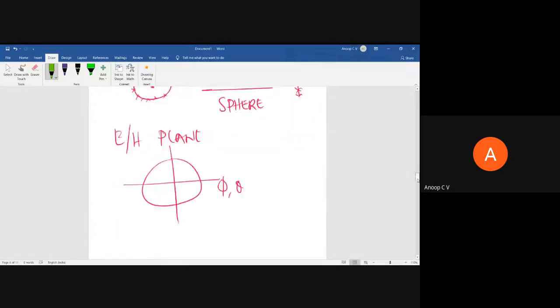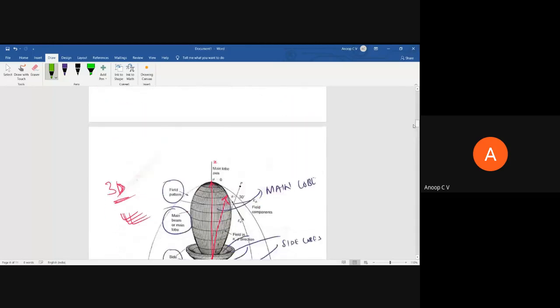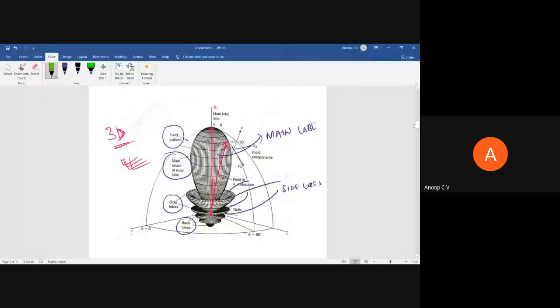A typical radiation pattern looks like this. It will have a main beam, or direction of maximum radiation. It will have some nulls and some side lobes. Side lobes in the sense that it will radiate some amount of power in the other lobes. So this is a typical radiation pattern.